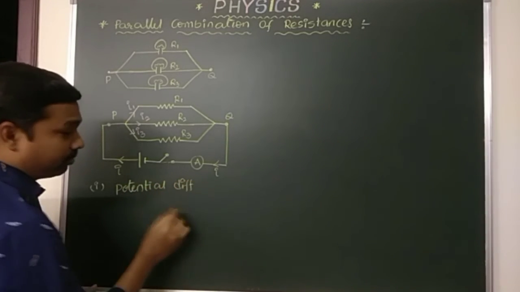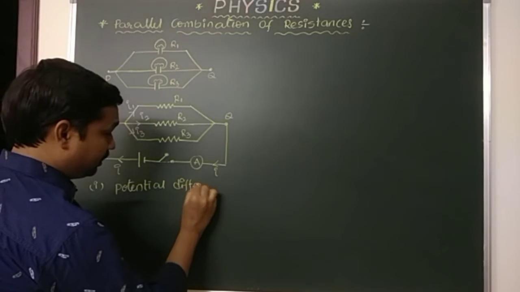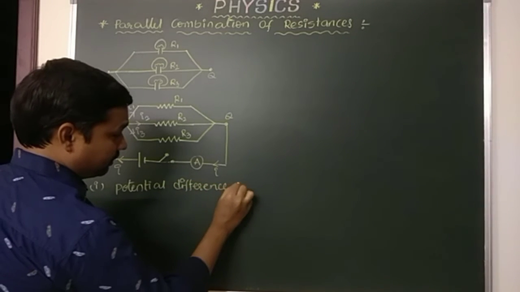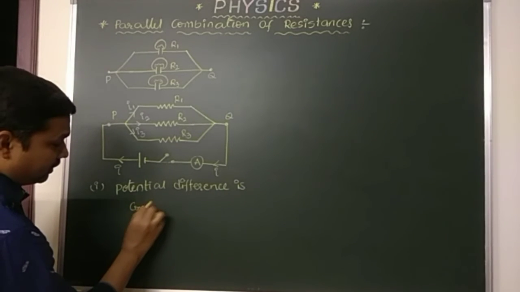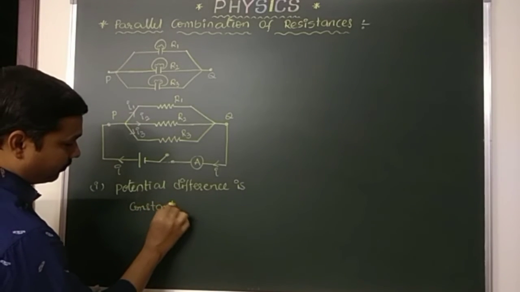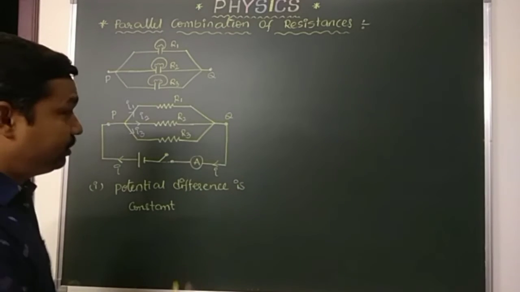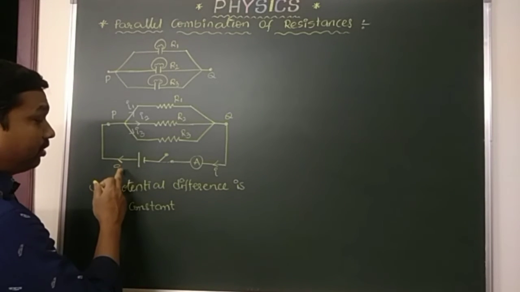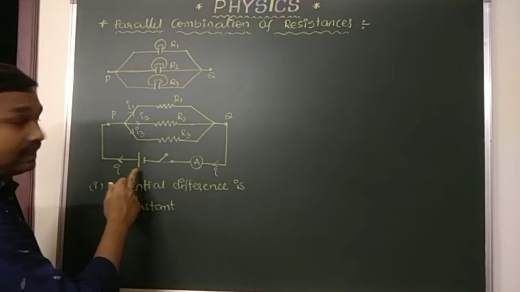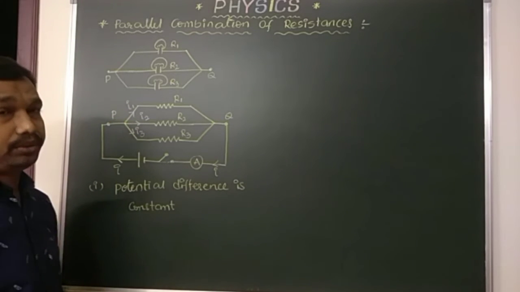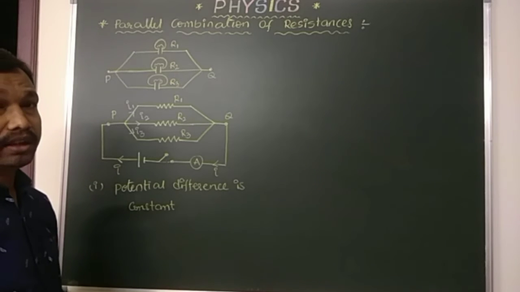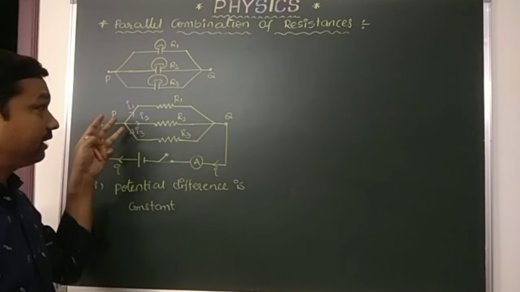In this parallel combination of resistances, the potential difference is constant, and the current is varying. Here the amount of current coming from the cell is I, and here it will be divided into three directions. So the amount of current coming is equal to the amount of current splitting.